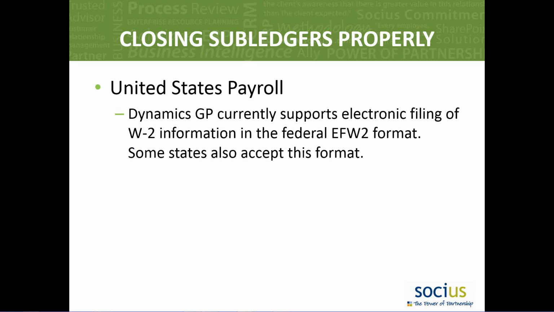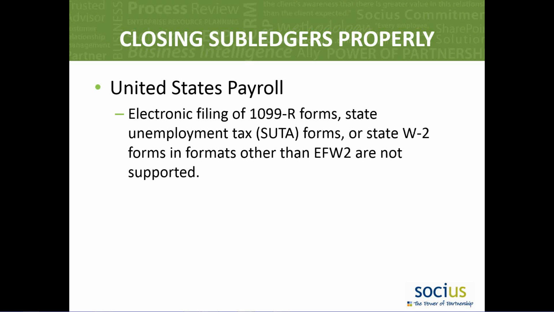So Dynamics GP currently supports electronic filing of the W-2 information in the federal EFW2 format, and the important piece here is some states also accept this format. So in some cases, the EFW2 format will be acceptable for state filing as well. That's something you'll need to double check. Electronic filing of the 1099-R form, state unemployment tax, or state W-2 forms in formats other than EFW2 are not supported.